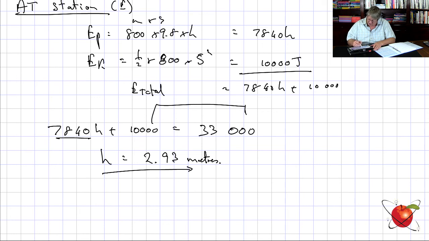We add them and we get E total at the station: 7840h plus 10,000. And what then do we do with that? We put it equal to 33,000. So 7840h plus 10,000 must be equal to 33,000. Take that to the other side, subtract, and divide by that guy, and you get the height equal to 2.93 meters. Okay, 2.93 meters is the station height.